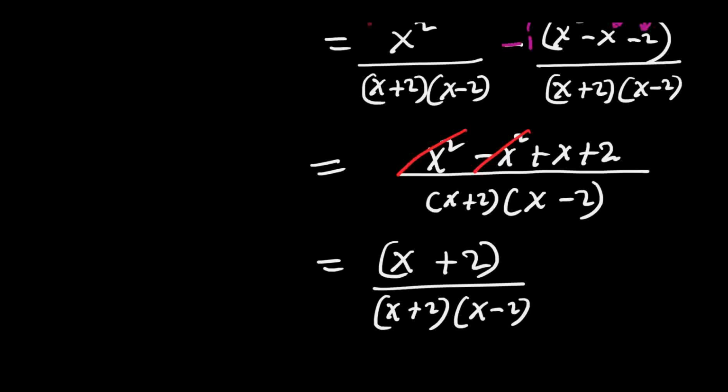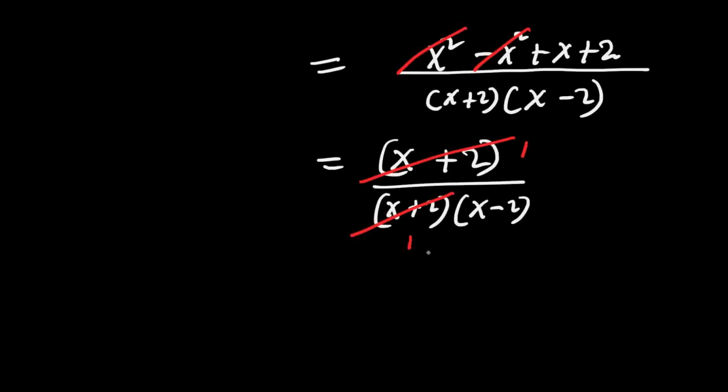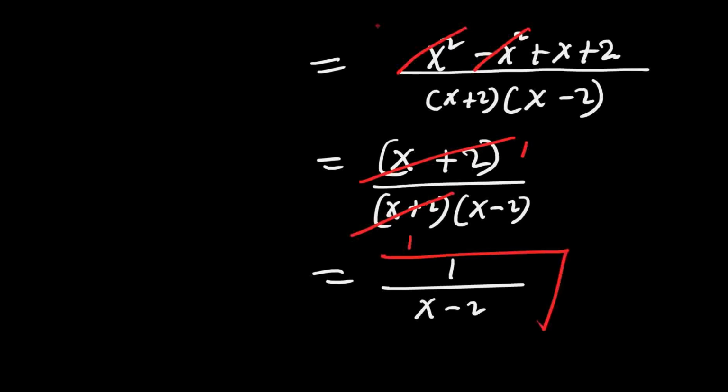So now x plus 2 divided by x plus 2 is 1, and x plus 2 divided by x plus 2 is 1. So this will be equals to 1 over x minus 2. So this is the final answer to this question, and I hope it makes some sense. All right, let's move on to the next question.